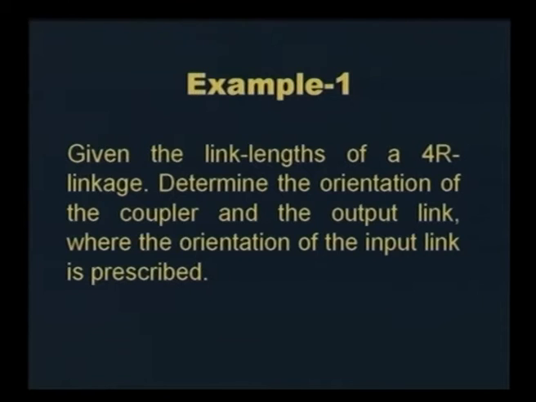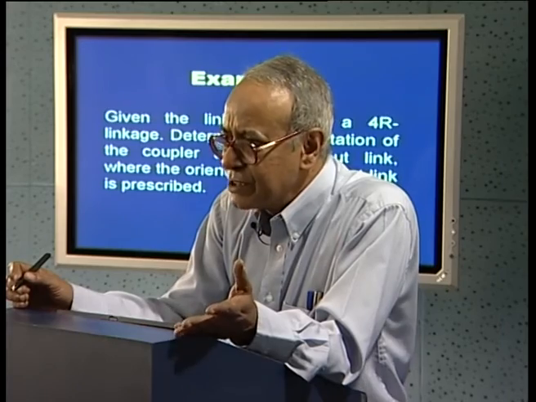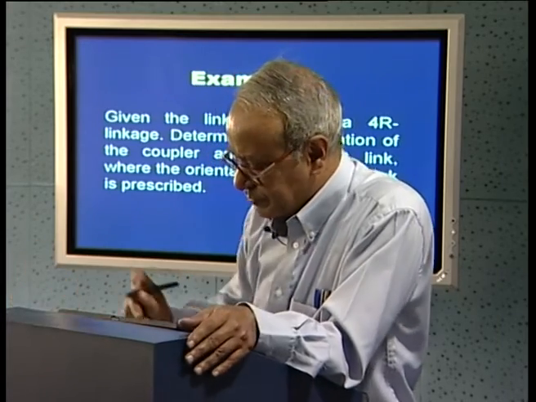So, we start with an example that is the simplest one. Suppose we are given all the link lengths of a 4R linkage; then determine the orientation of the coupler and the output link when the orientation of the input link is prescribed. So, this is a problem of displacement analysis. We are given all the kinematic dimensions and the position of the input link, and the task is to determine the position of all other moving links for that particular configuration.